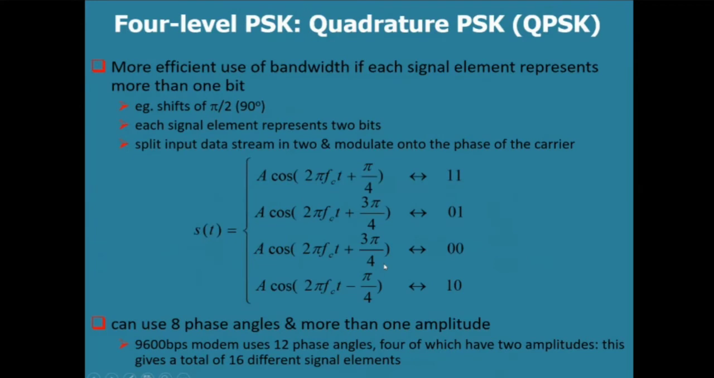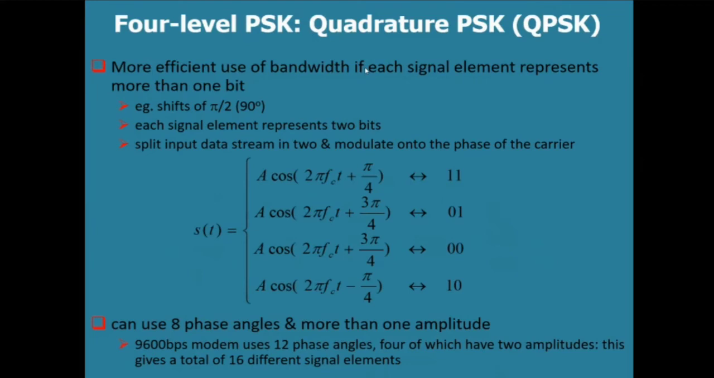4-level PSK. Generally, this is a very important digital modulation technique, quadrature phase shift keying. Quadrature means 4; we use 4 different phase angles to transmit the data. It is actually two BPSK signals combined to produce QPSK. It makes more efficient use of bandwidth if each signal element represents more than one bit. In BPSK only one bit is transmitted at a time, whereas in QPSK we combine two bits which will form a symbol.